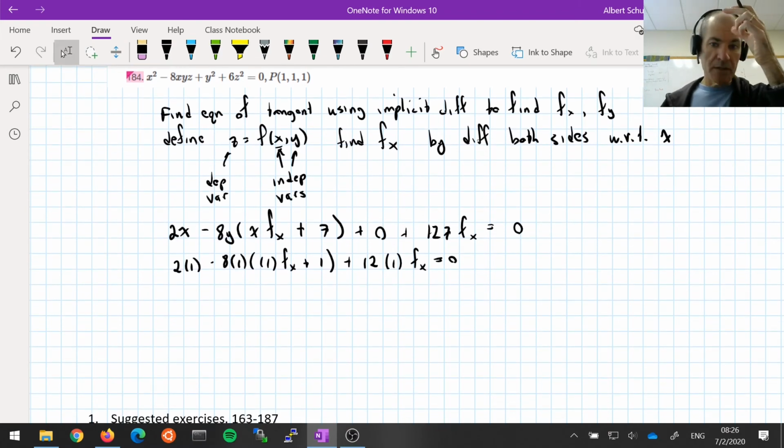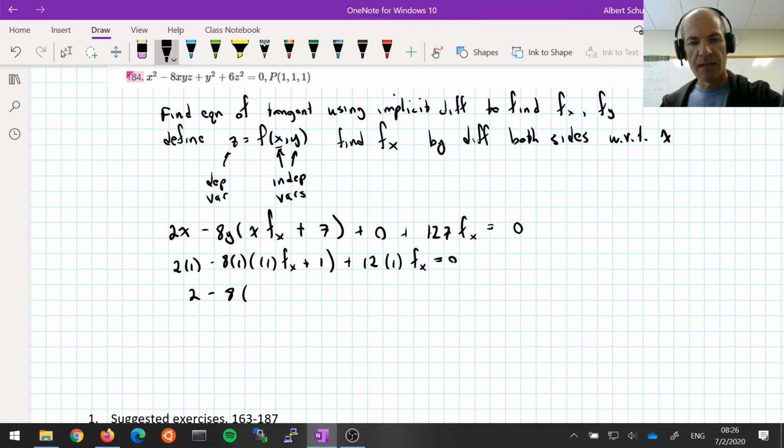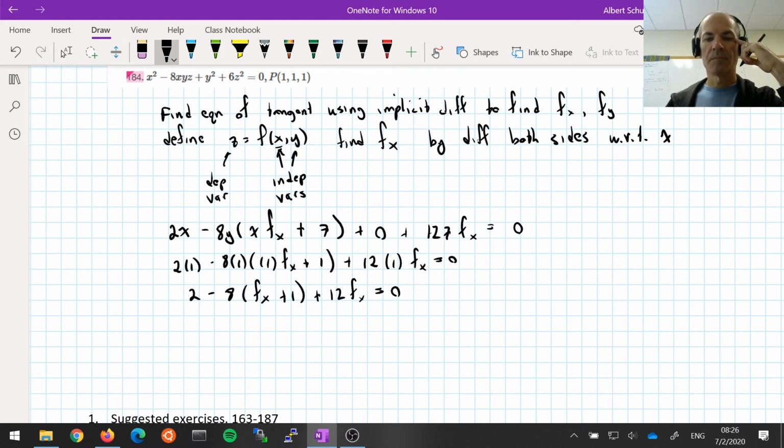All right, we want to figure out what f sub x is, so we have 2 minus 8 times f sub x plus 1 plus 12 f sub x equals 0. On the left-hand side here, we have 12 f sub x minus 8 f sub x, so that's going to be 4 f sub x.